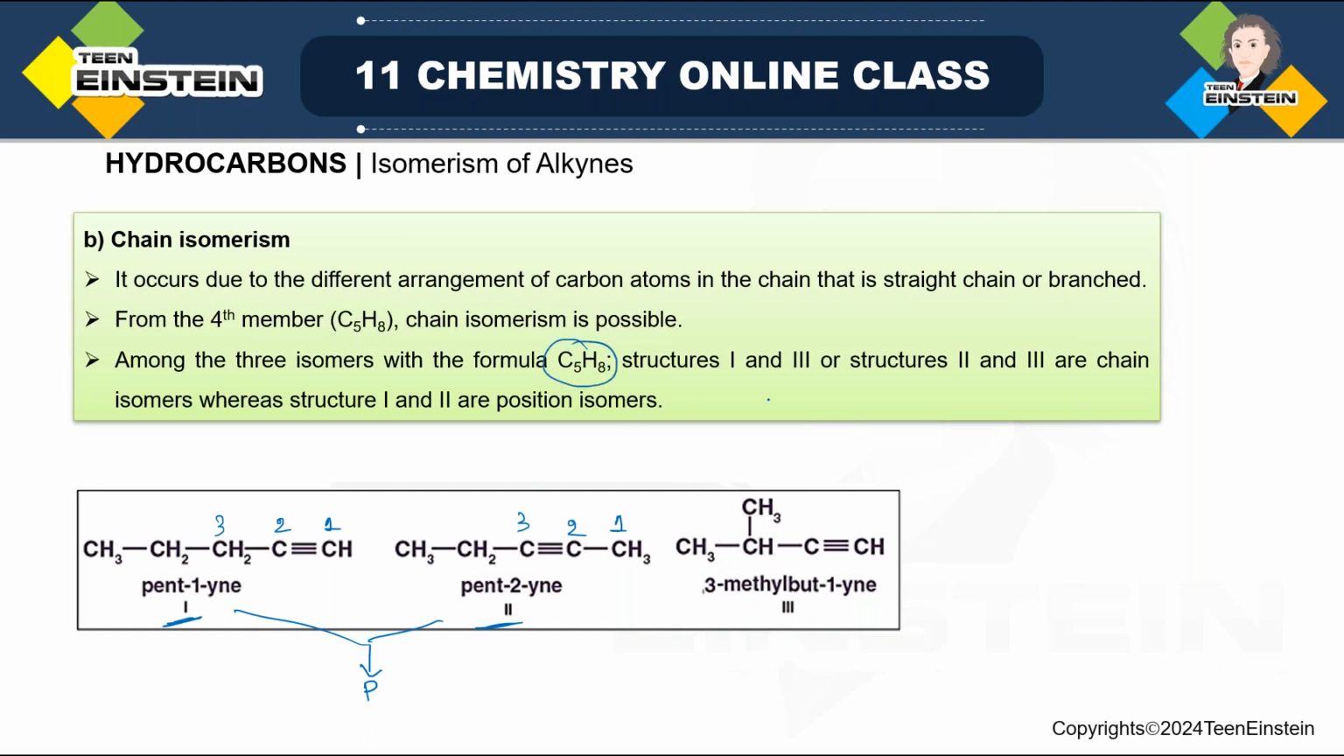All are C5H8. 1 and 3, or 2 and 3, these two, they are chain isomers because this methyl group is in the chain. But if you see the relationship between 1 and 2, they are position isomers. So don't be confused between these two.